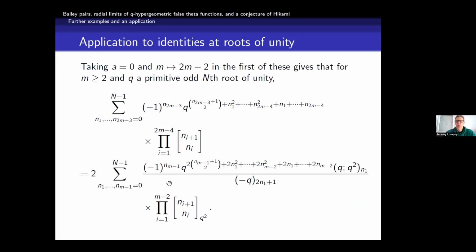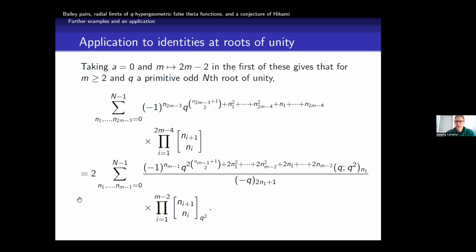So if we take a equals 0 and m equals 2m minus 2 in the first of these, then we get these strange-looking identities. So for m bigger than or equal to 2 and q a primitive odd capital nth root of unity, this q-series here is equal to 2 times this q-series here.